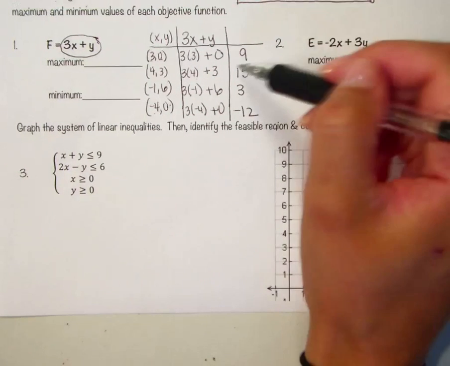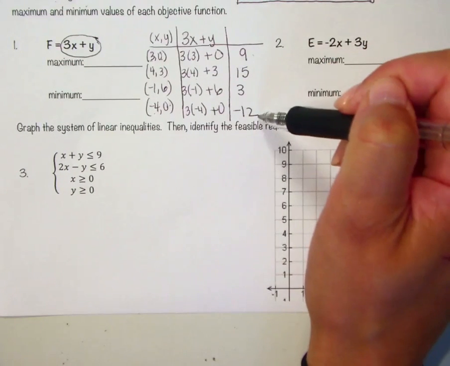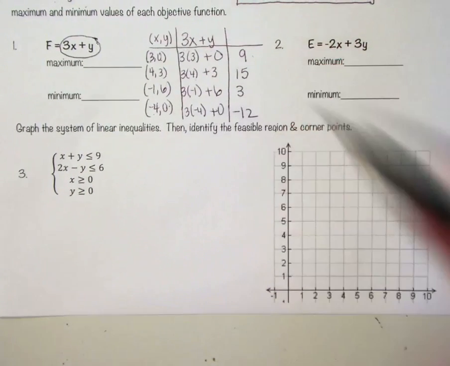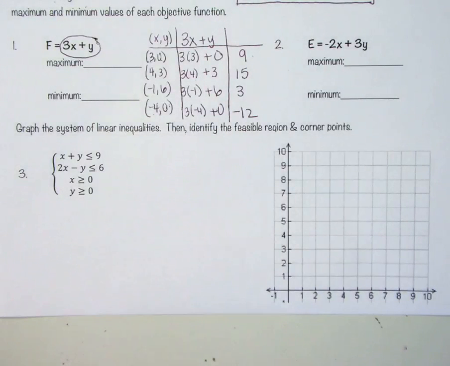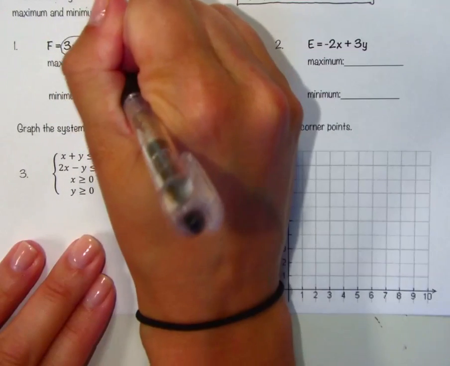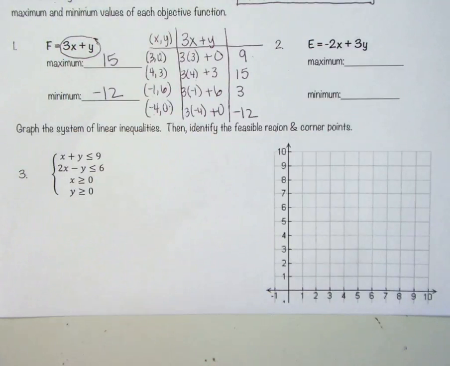Then we're just looking at the values that we have after we plugged in our corner points. What's the smallest number? -12. That is your minimum value. And what is the biggest? 15. That is our maximum. Okay.